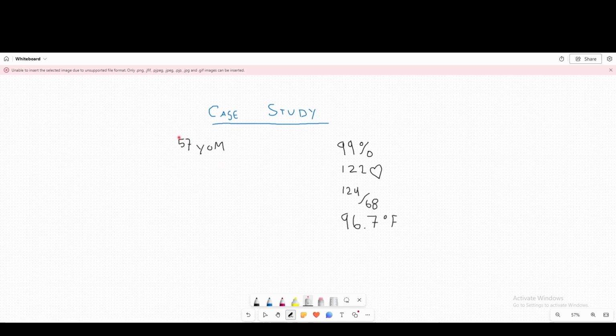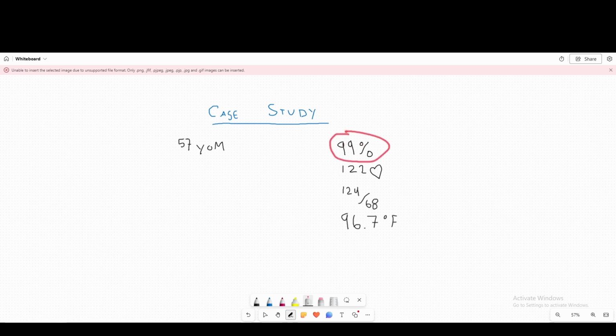He tells you he's been feeling short of breath for the past day, extremely weak, and overall just does not feel great. You put him on the pulse oximeter, take his temperature, and take his blood pressure, and these are your vitals you get back. The main thing of note that I want to go over is the 99% saturation.